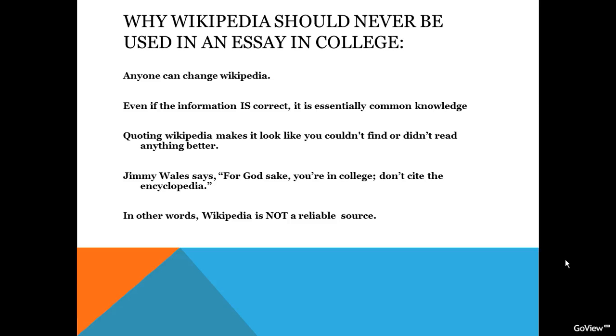As Jimmy Wales said, who is one of the co-founders of Wikipedia, "For God's sake, you're in college, don't cite the encyclopedia." This is key. You don't want to cite Encyclopedia Britannica in a college paper, and you certainly don't want to cite Wikipedia. If you quote Wikipedia, it makes you look like you didn't do your homework and you don't know how to do research. If you quote Wikipedia, it looks like you didn't read or can't find any better sources. In other words, just to sum it up, Wikipedia is not a reliable source whatsoever.